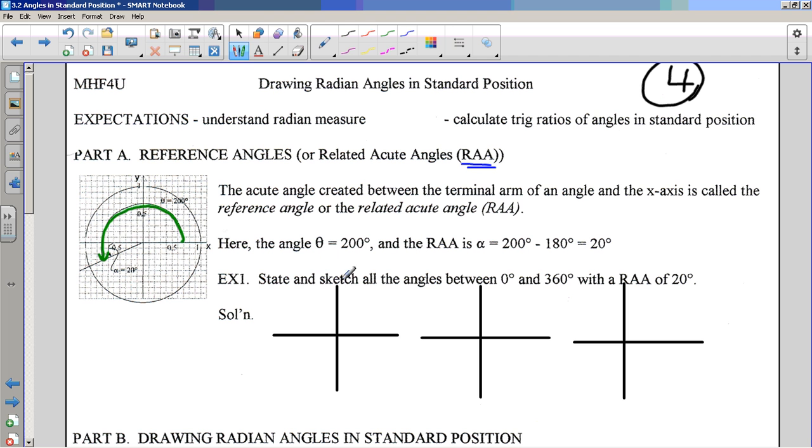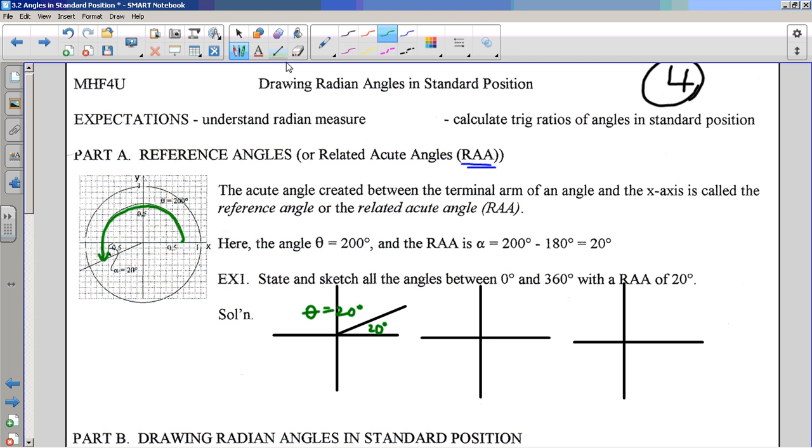It says state and sketch all the angles between 0 and 360 with an RA of 20. This is kind of review. We talked about reference angles and rotation angles in grade 11. So if I have a reference angle in the first quadrant, then that angle right here is actually 20 degrees.